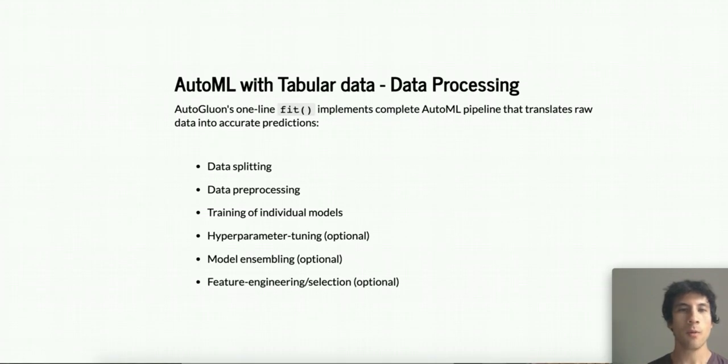Our next tutorial will cover data processing in AutoML. AutoGluon's one-line fit behind the scenes implements a complete AutoML pipeline that takes in raw data and outputs accurate predictions. This involves steps like splitting the data into, say, training and validation folds, preprocessing the data so that ML models can actually operate upon it, training individual models, optionally tuning their hyperparameters, optionally ensembling their predictions together, and optionally engineering extra features or selecting a subset of features to feed into our predictors.